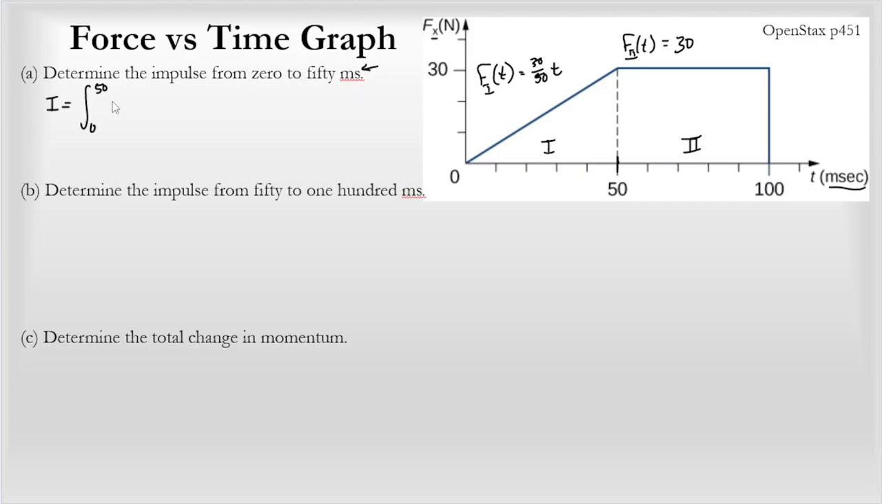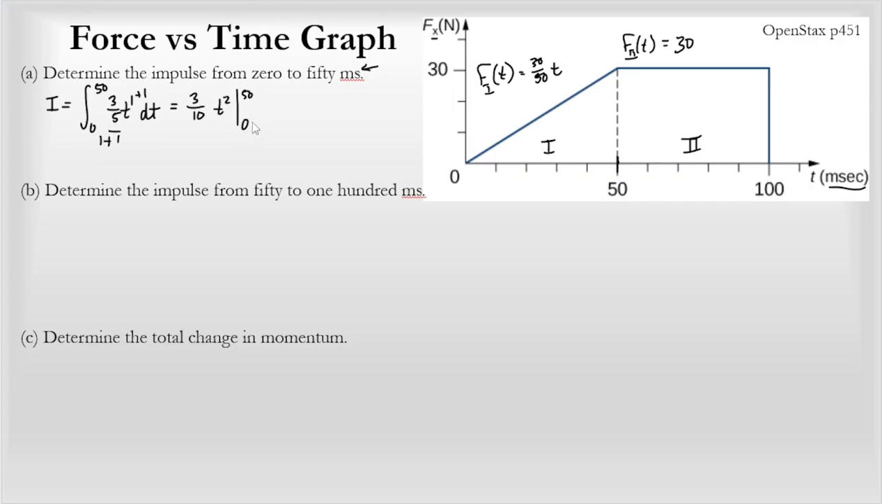Our first force is going to be that 3/5 t, and we're going to integrate that with respect to t. Okay, so let's do our power rule for integration. If this is 1, I'm going to add 1 there and divide by that exponent, so 1 plus 1. So I get 3/10 t squared evaluated from 0 to 50. That's just doing the integral, a quick power rule, and then evaluating.